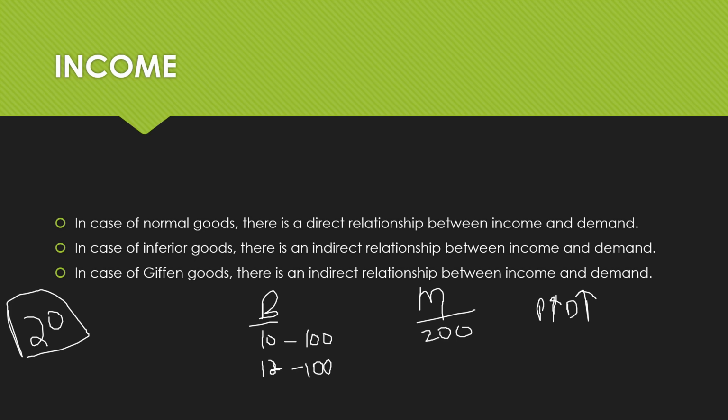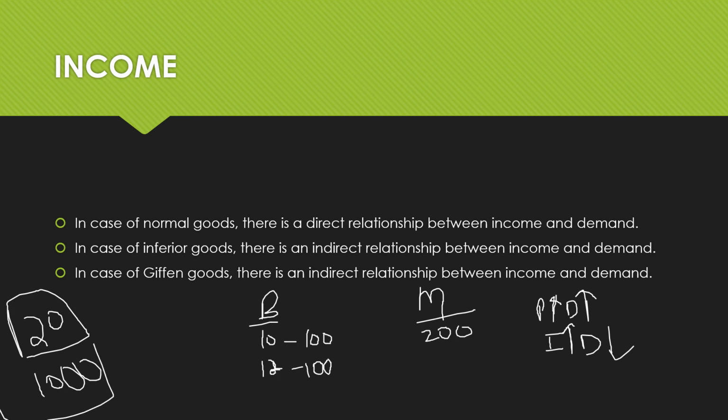But the same Giffen goods, with the rise in income, the demand falls. The demand falls in case of Giffen goods. And how is this happening? Now let's say my salary, now I've got a big job, and my salary has become 1,000 rupees. So what has happened? My income has risen here.